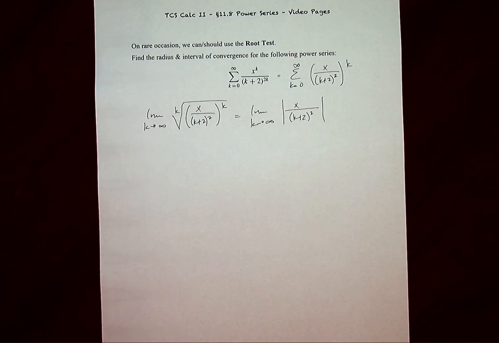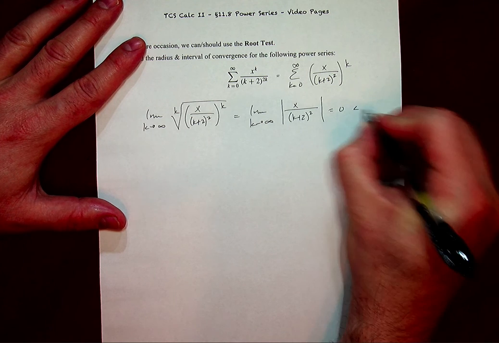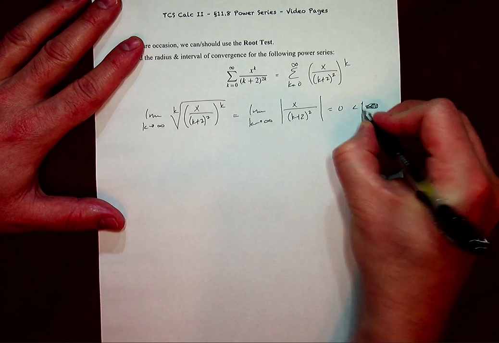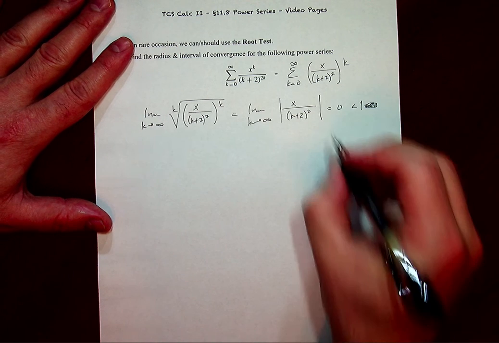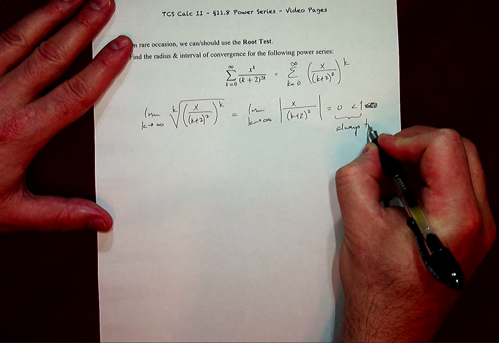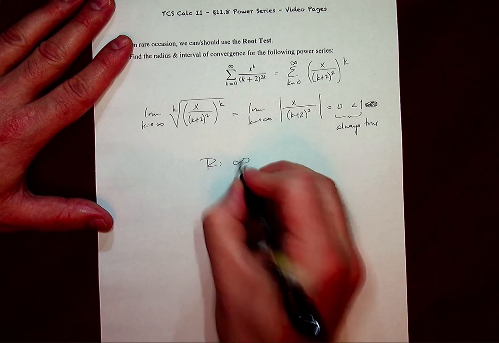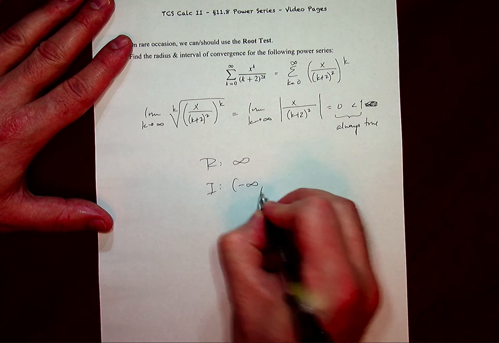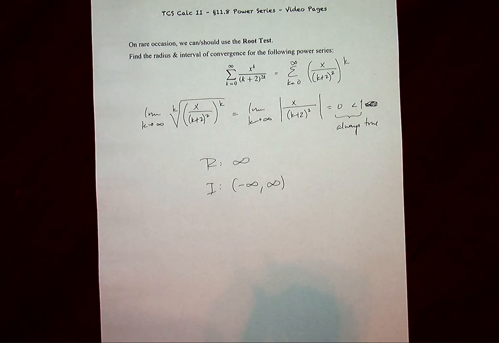Now, again, we don't have any cancellation on this one. The k plus 2 would go to infinity. (k plus 2) squared is going to go to infinity faster, and that's going to make that whole expression go to 0 as k goes to infinity. That is always less than 1. So that's always true. And remember, when it is always true, we have a radius that is infinite and an interval that is negative infinity to infinity.